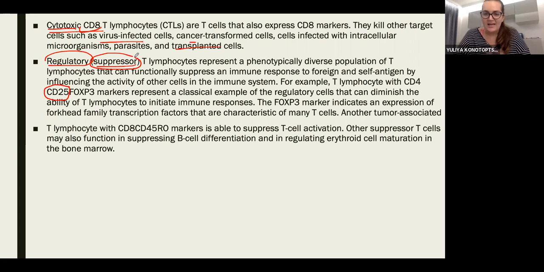Why? I like to think of the immune system as a very on edge kind of system. It's very nervous, right? Anything can set it off like this.